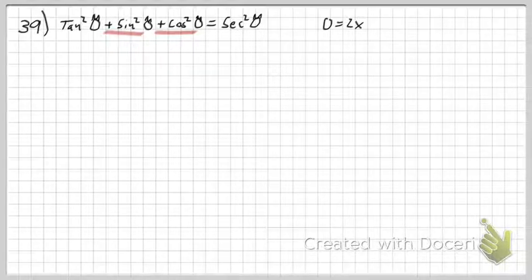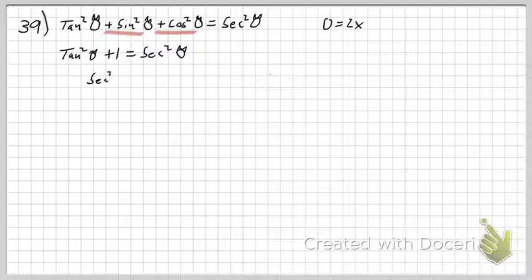You need an entirely different strategy. But just think of that 2x. It's just an input variable, and it can be treated as such. And then we can see I've got a sine squared plus a cosine squared, which is a 1. Tangent squared plus 1 is equal to secant squared. And that's one of our trigonometric identities.